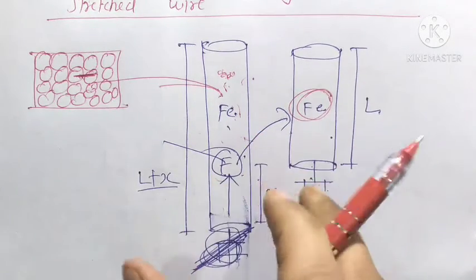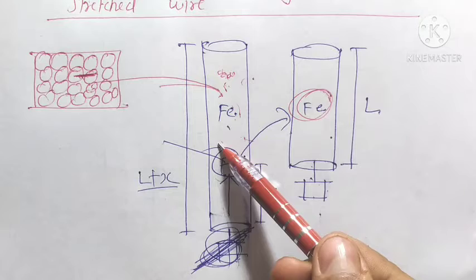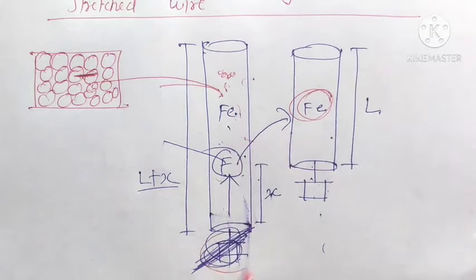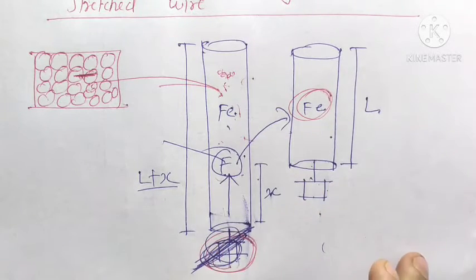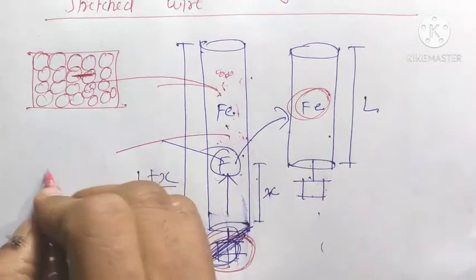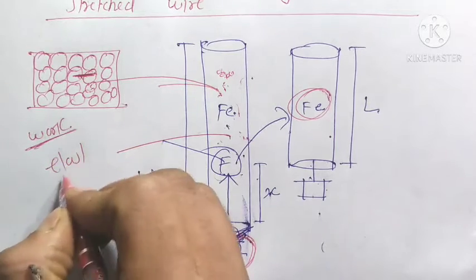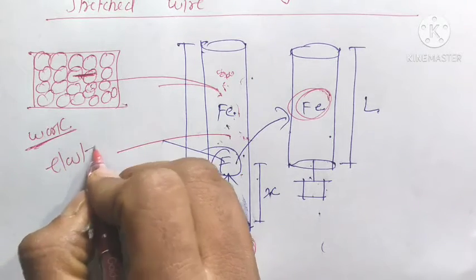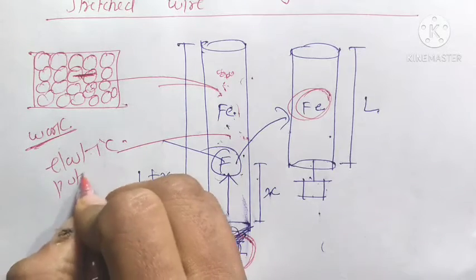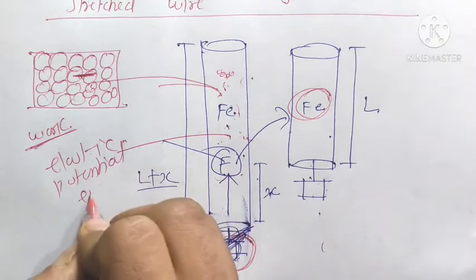So what happens after that? There will be a restoring force, and work has to be done against this external force, and this work done is stored in the wire in the form of elastic potential energy.